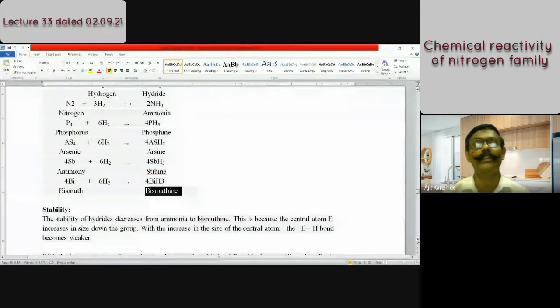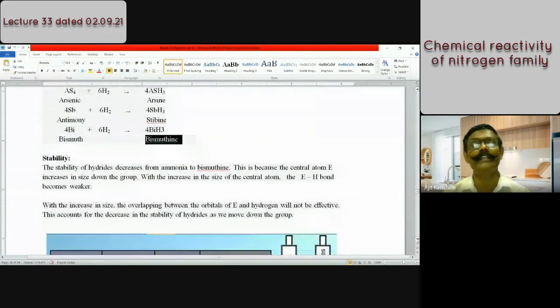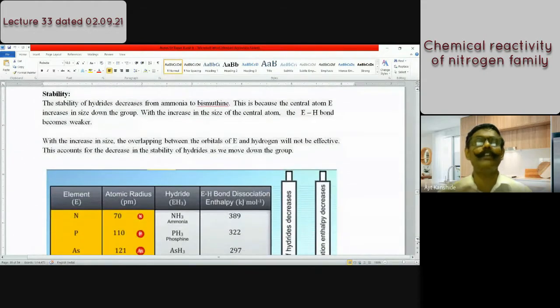Now let us talk about their various properties. The first property is stability. The stability of these hydrides decreases from ammonia, the hydride of nitrogen, to bismuthine, the hydride of bismuth. Why is it so? It is because the central atom, which we are considering as E, increases in atomic size. Right from nitrogen down to bismuth, atomic size increases. If atomic size increases, the nucleus remains away from the coming atom. This nucleus should attract electrons of the other, or proper overlap should be there.